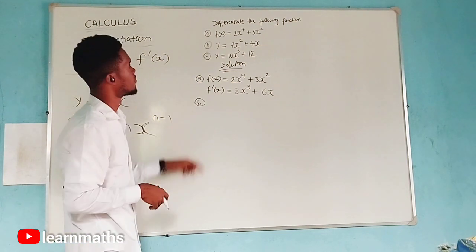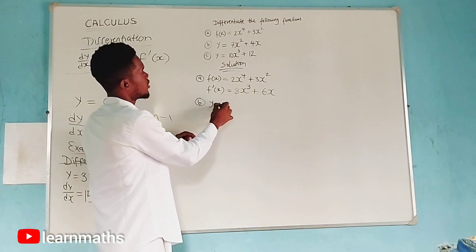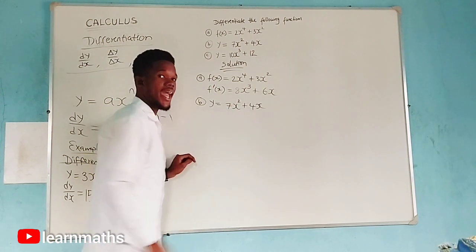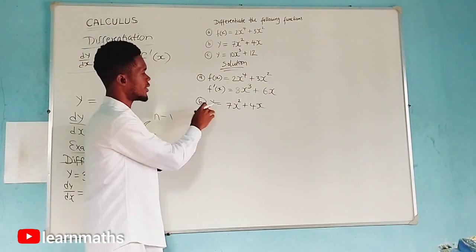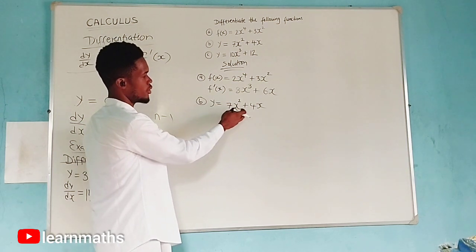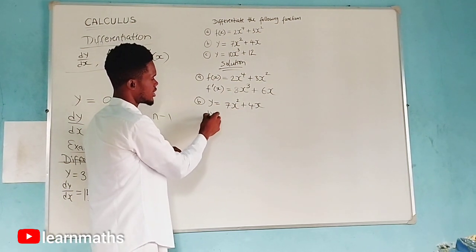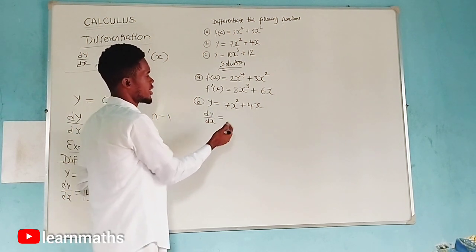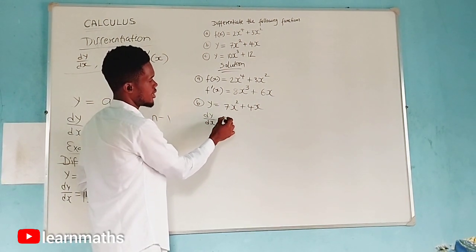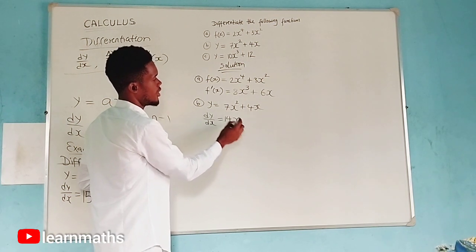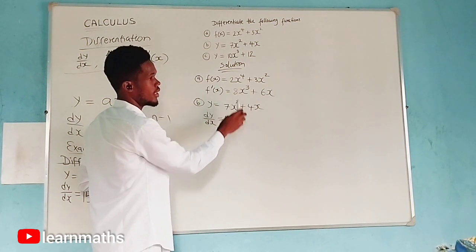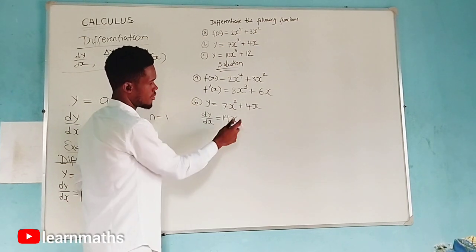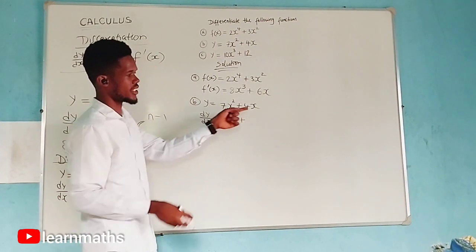Let's differentiate the second function. y equals 7x squared plus 4x. Now, this function y equals 7x squared plus 4x is going to be differentiated as dy/dx. It's going to be differentiated as 2 times 7, that is 14. Then 2 minus 1, that is 1, right? So the power of x is now 1.